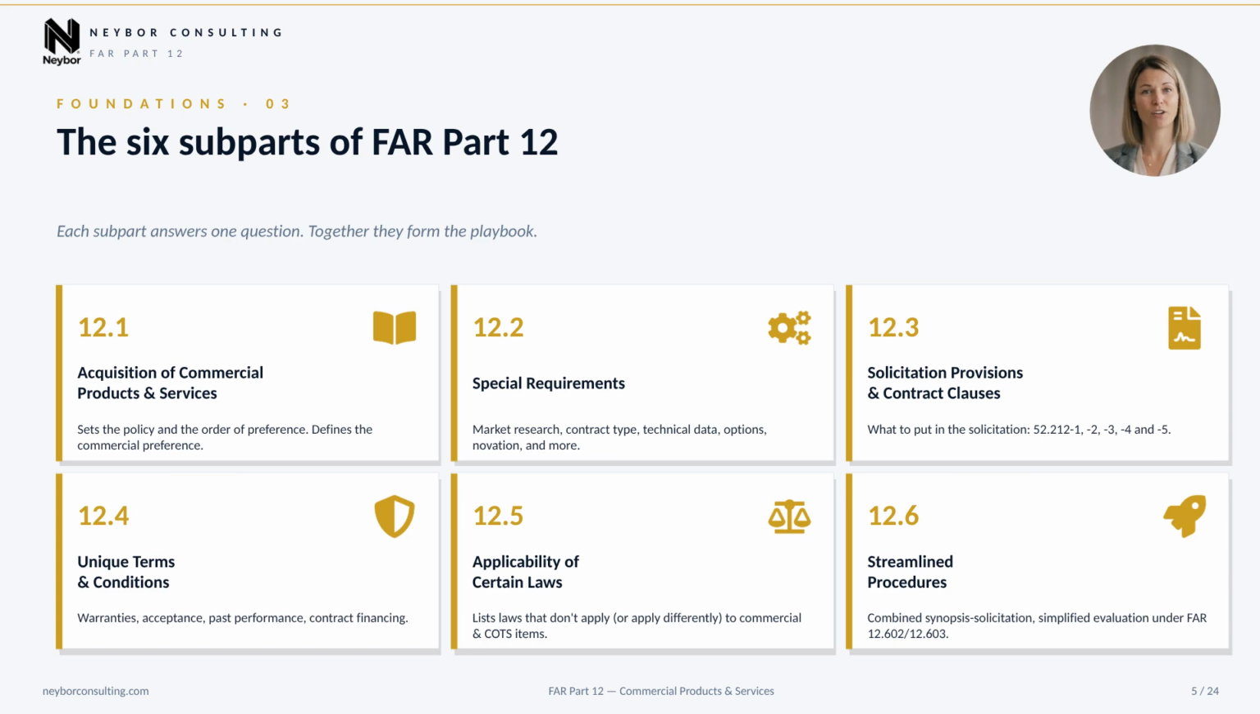Subpart 12.4 carves out the unique commercial terms and conditions like warranties, acceptance, and past performance. Subpart 12.5 lists the laws that do not apply or apply differently when you are buying commercial, and an even narrower list for COTS items. And finally, 12.6 gives the contracting officer streamlined procedures to combine the synopsis and solicitation and award fast. We will visit each one in turn.